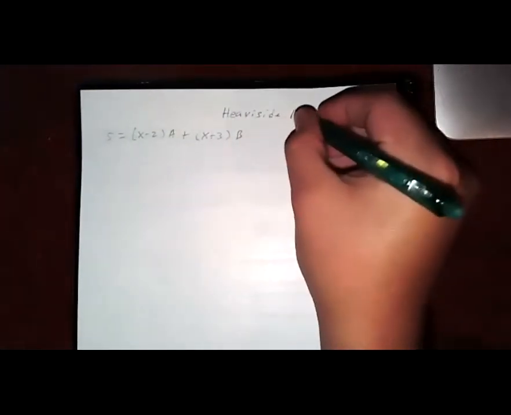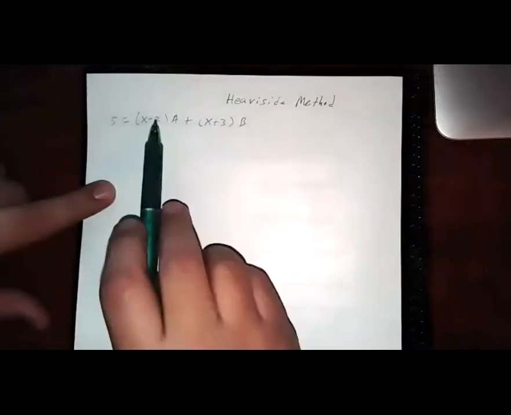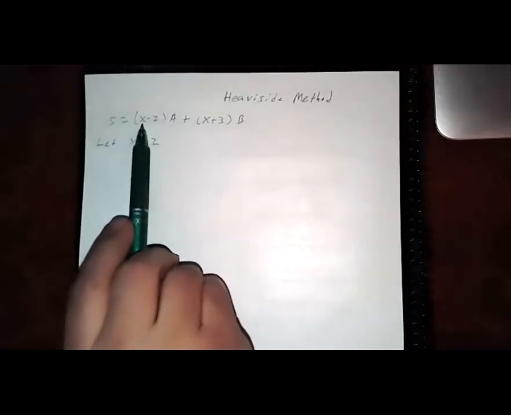Heaviside method. All the examples in your homework are only going to use this, which kind of annoys me because they don't talk about the other one. But oh well. Okay, so what you do is you try to zero out these factors. So you say, let x equal 2. Do you see why I let x equal 2? You can plug in the 2 here.